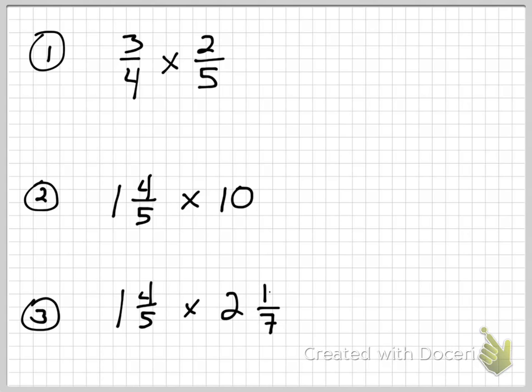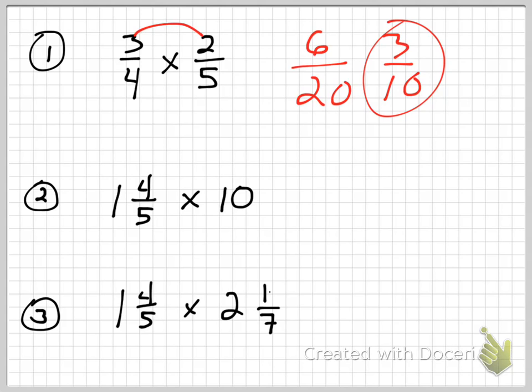For number one, when the numbers are this small, I may not even cross cancel. 3 times 2 is 6 over 20, and then I just reduce that to 3/10. What could you have done if you wanted to? You could have reduced by dividing by 2 and dividing by 2, making that a 2 and that a 1. But in the end, it's about the same amount of work when they're real small. So it's 3/10.